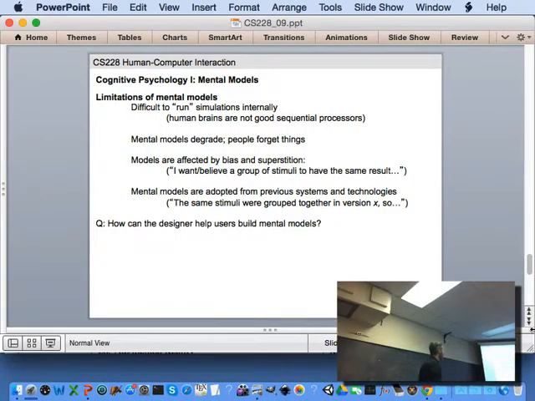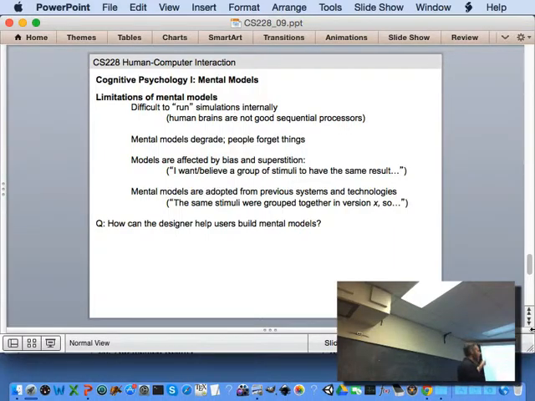Right? Mental models degrade, people forget things. Our mental models are affected by bias and superstition, right? I want or believe that a group of stimuli should have the same result, so I'm going to enter into an interaction with a new system assuming that's the case. Right? And our mental models, obviously, we carry them forward from one system to the next. I always expect search to be in the upper right and changing the size of windows or closing windows to be in the top left. Right? That's part of our standard mental model these days.